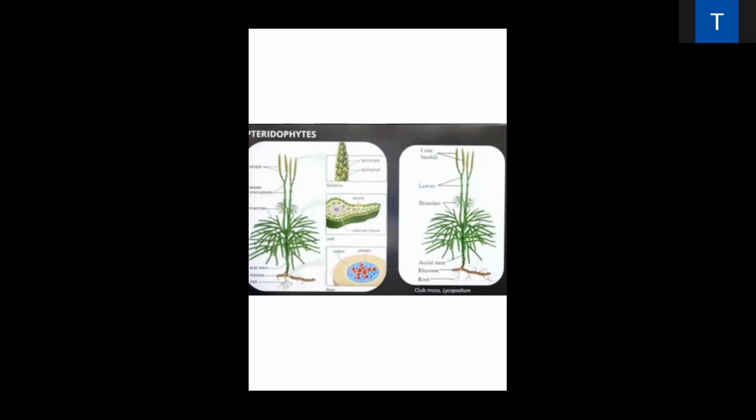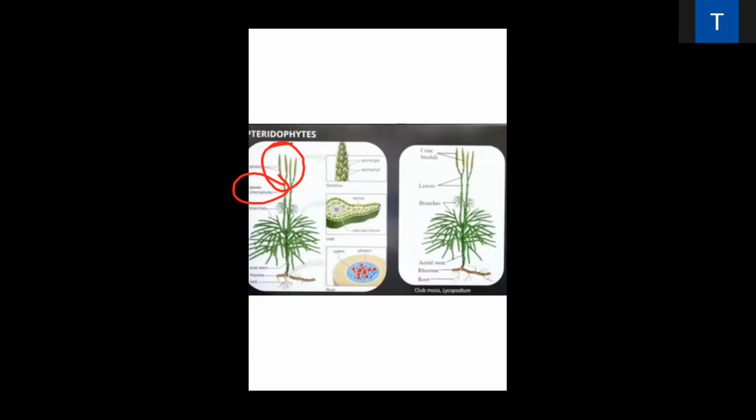These are the leaves where spores are present. That is why they are called microsporophylls. Is it clear? This question has come at least 20 times in the NEET exam.